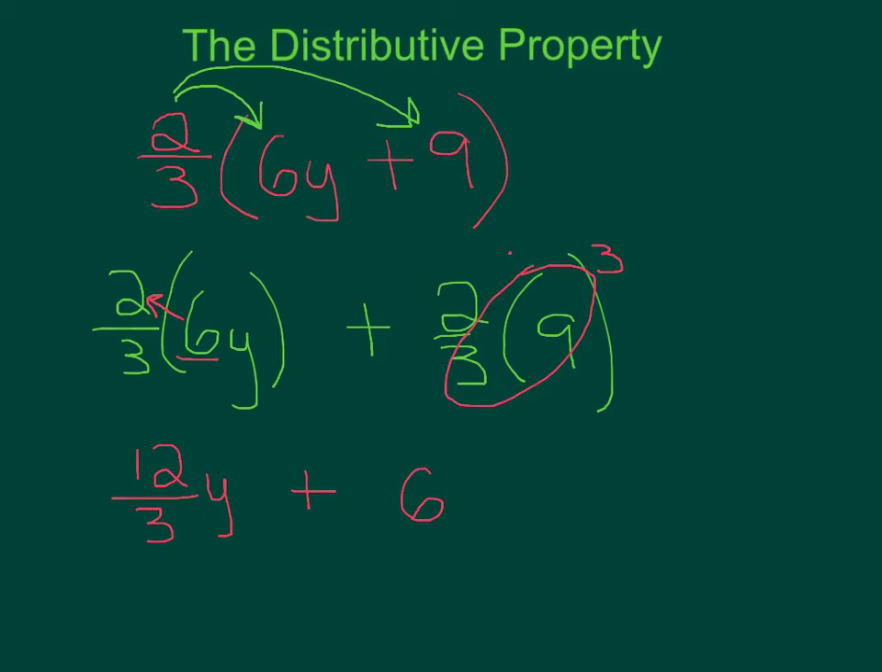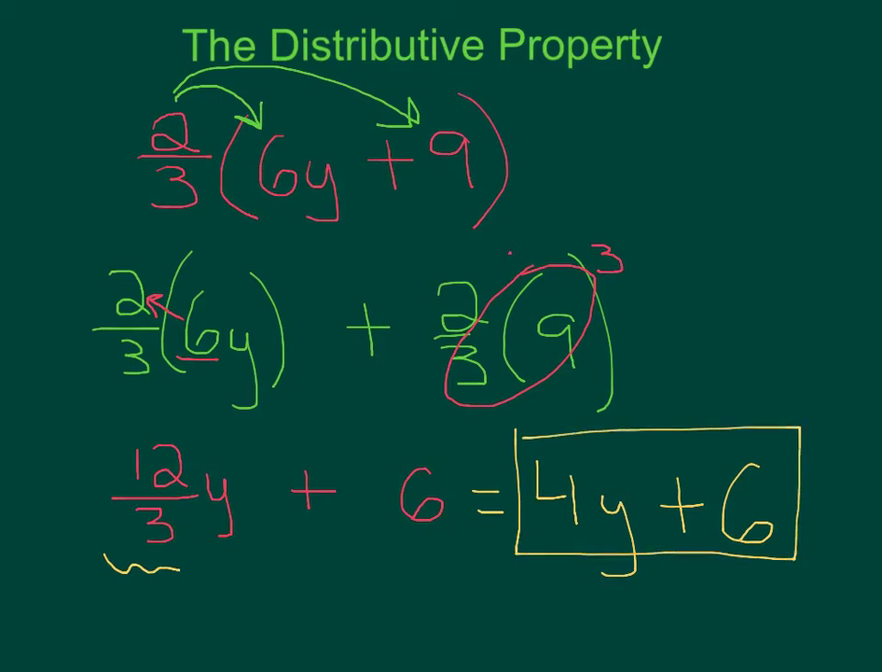So, let's keep simplifying. 12 divided by 3 is 4, so we have 4y plus 6. So when you multiply 2/3 by 6y, you should get 4y. And when you multiply 2/3 by 9, you should get 6. So that right there is your final answer, 4y plus 6.